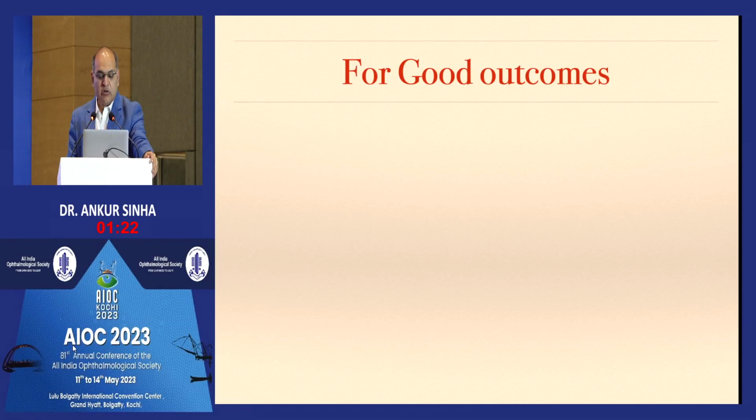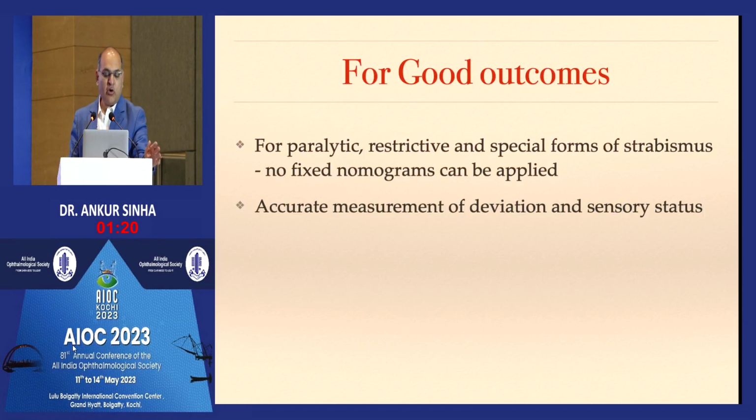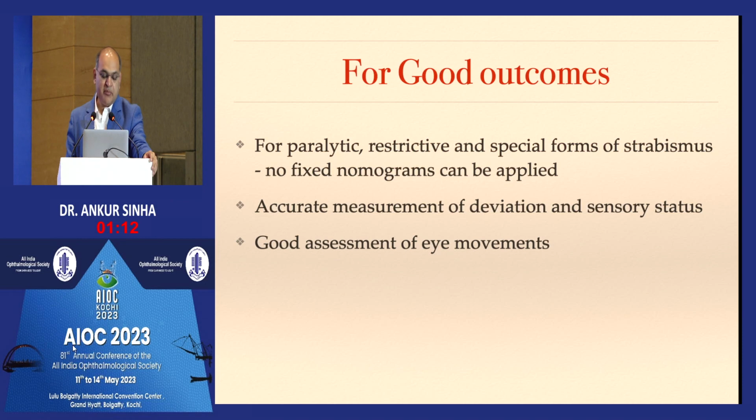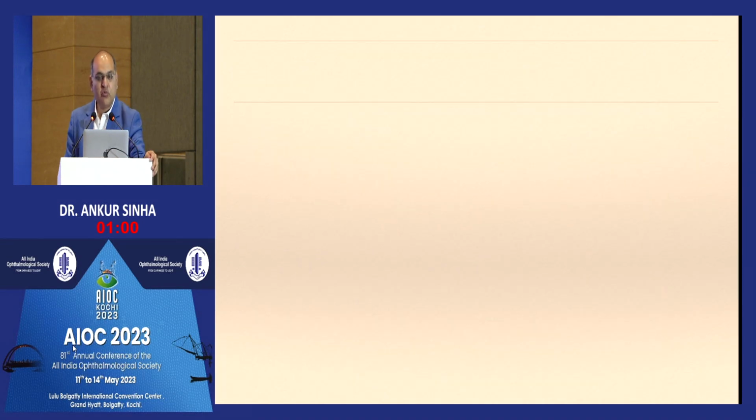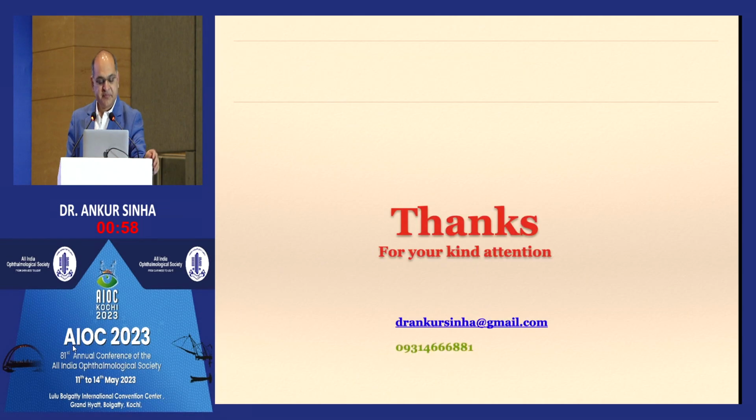So for good outcomes, we have to look into all the factors. For paralytic squint, there is no nomogram which can be applied. Accurate measurement of deviation and sensory status is very important. Good assessment of eye movements and specific tests, if needed, should be done, like an FDT or an active force generation test in these cases. Choice of correct procedures is important because to achieve good results, we have to know what we are planning to do. Thank you.